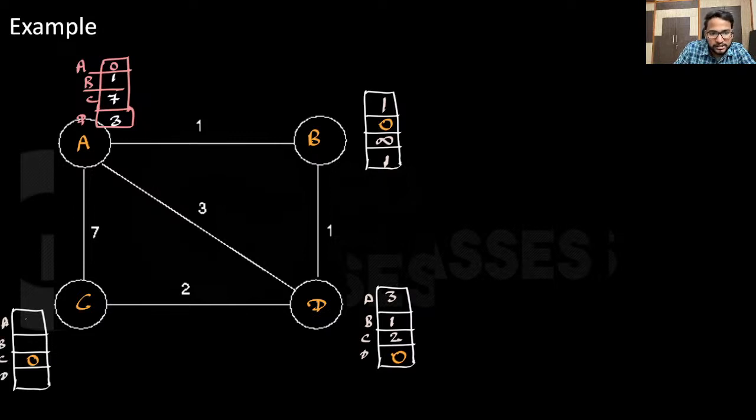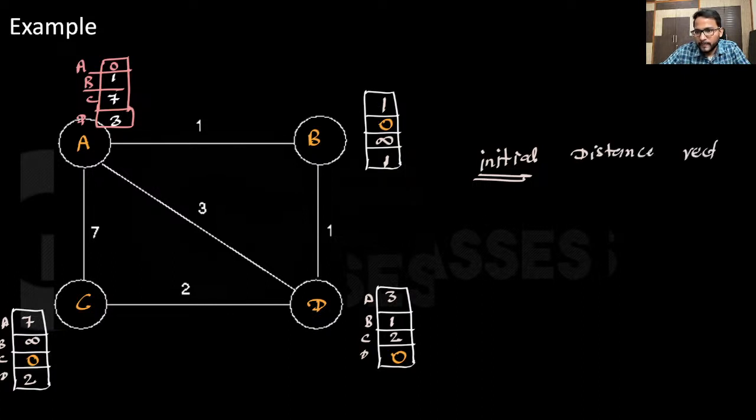Now C to A is 7. C to B it doesn't know. C to C is 0. C to D is 2. Right? So these are the initial distance vectors. Let me know if that is fine to everyone. Okay. So if that is fine, let's just move further.